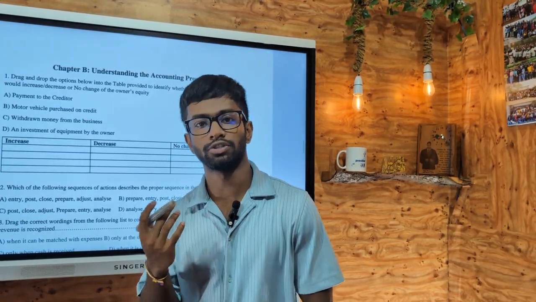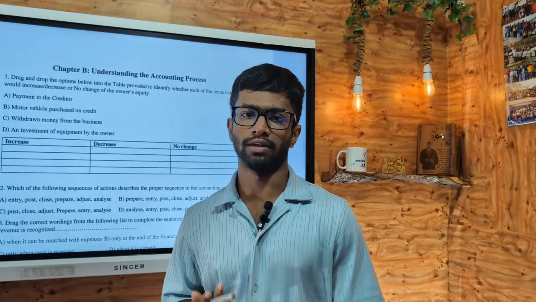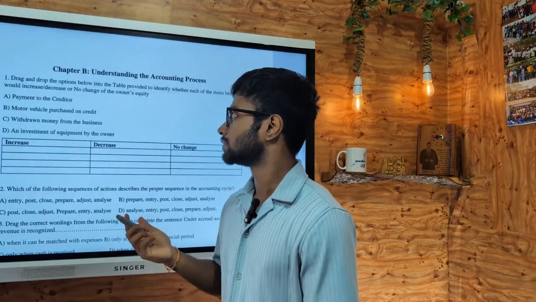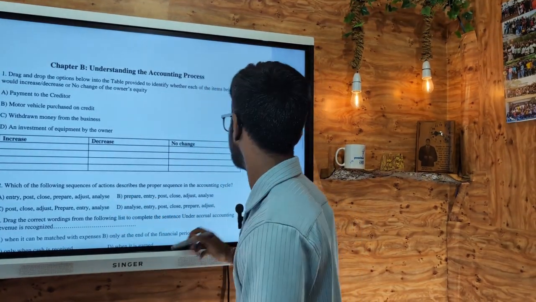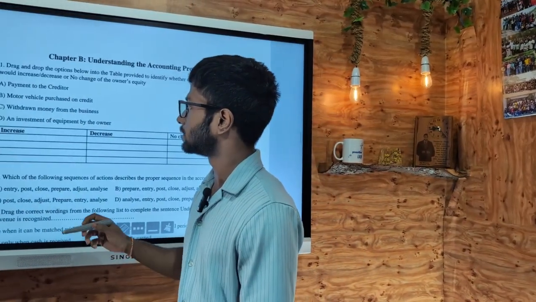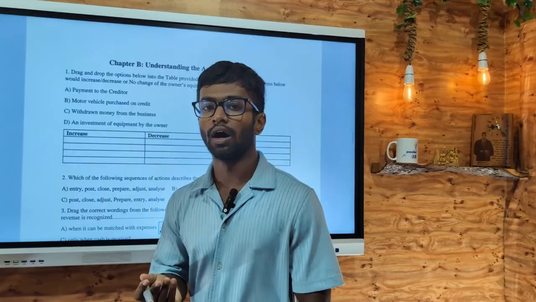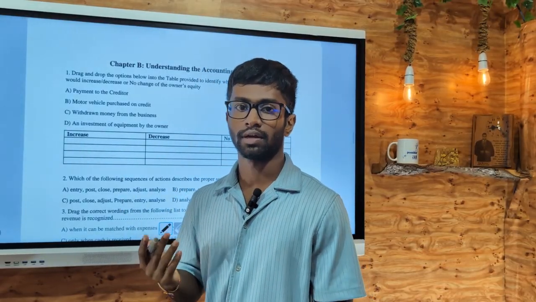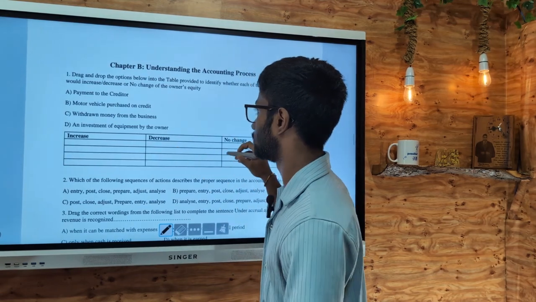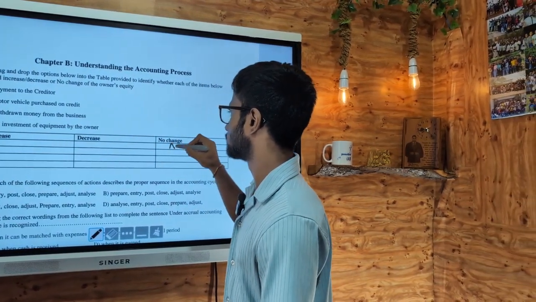Equity is basically the portion which belongs to the owner. In Sinhala, we call it himikama. If the owner's share increases, equity goes up simply. So here first we have payment to creditor. Payment to creditor has no effect on equity, because cash goes down and the creditor balance also goes down. So no change. We can drag and drop A here.